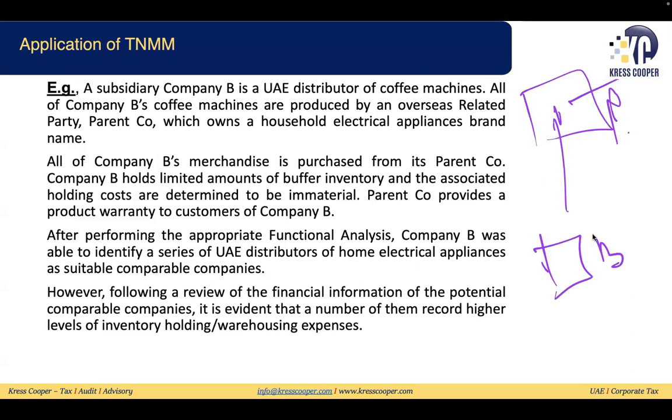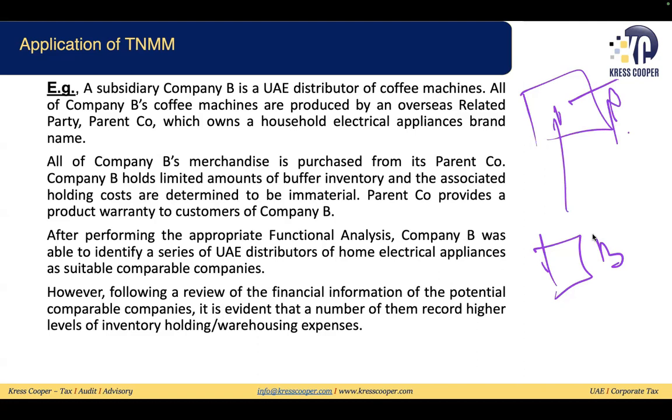Company B purchases merchandise from its parent company and holds limited amounts of buffer inventory, and the associated holding costs are determined to be immaterial. The parent company provides a manufacturer product warranty directly to the customers of company B. Performing the appropriate functional analysis is a very important thing while ascertaining the comparable uncontrolled transaction.